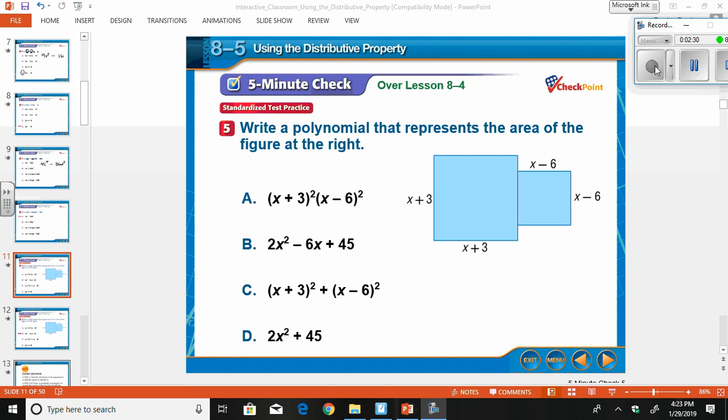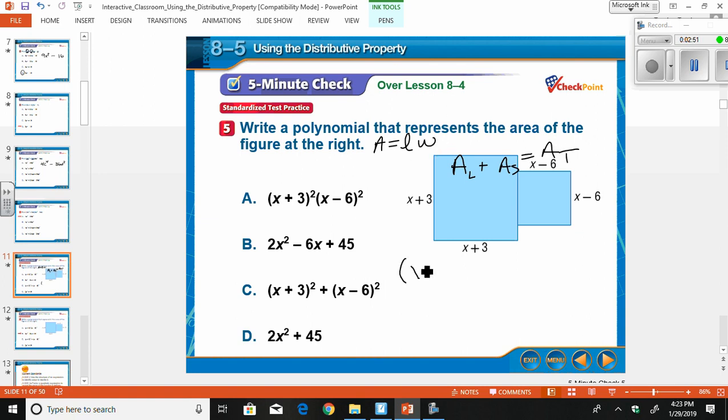Write a polynomial that represents the area of the figure at the right. So it's the area of the large plus the area of the small that will give you the area of the total. How do you find the area? The area of a rectangle is equal to length times width. So this will be x plus 3 times x plus 3. If you didn't realize, it's just (x plus 3) quantity squared. That's x squared plus 2 times x times 3 plus 9, because you square the front, you square the back, and multiply everything times 2 in the middle. So x squared plus 6x plus 9.